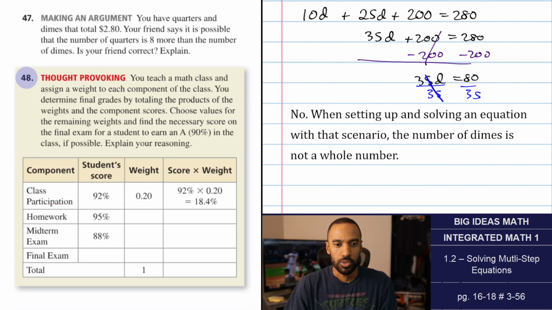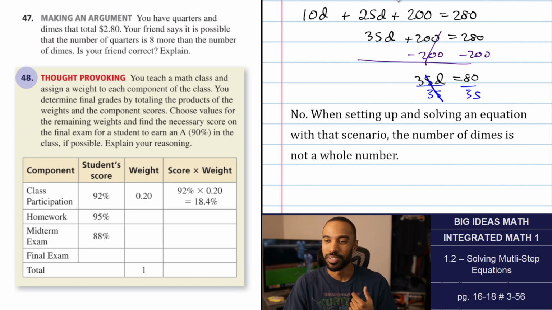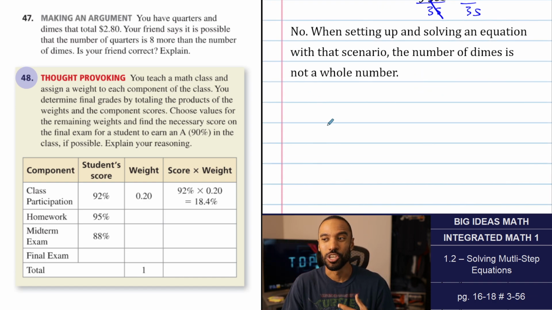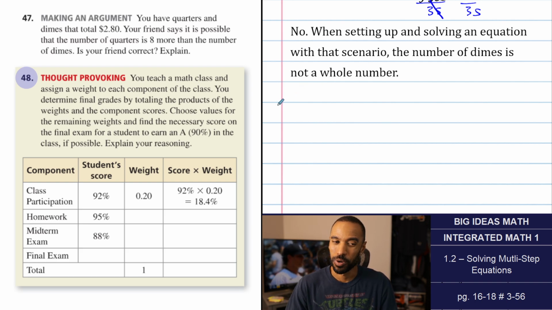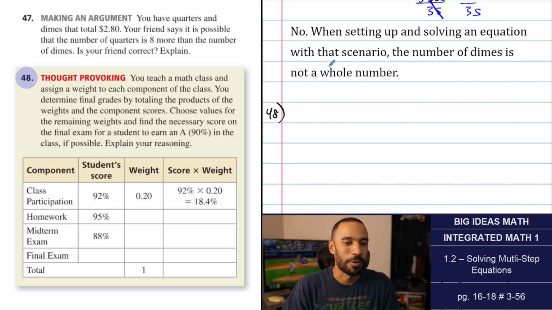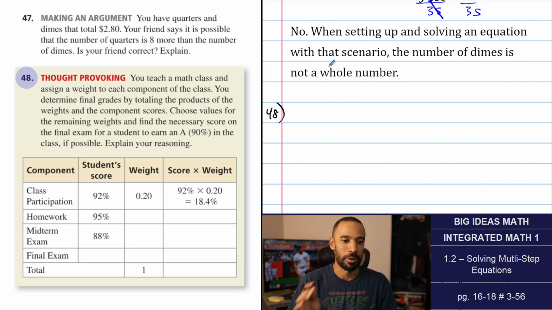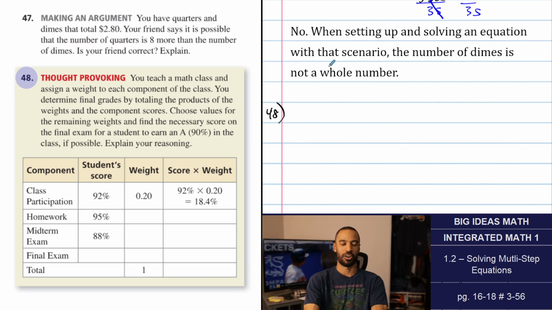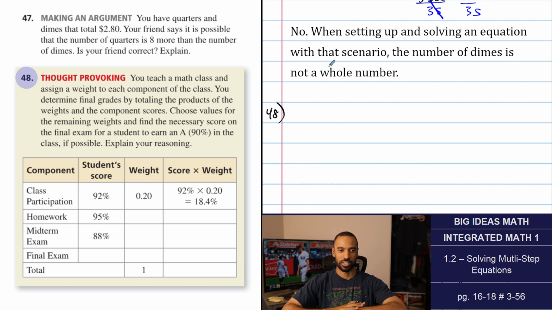You teach a math class. And assign a weight to each component of the class. You determine final grades by totaling the products of the weights and the component scores. Choose values for the remaining weights and find the necessary score on the final exam for a student to earn an A in the class if possible.